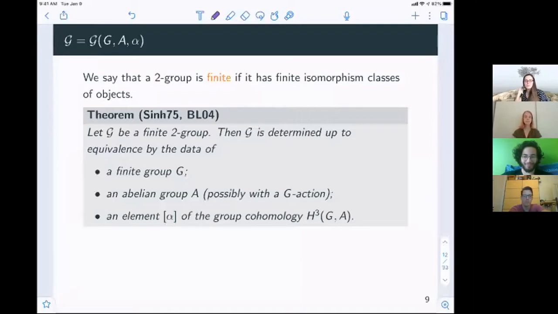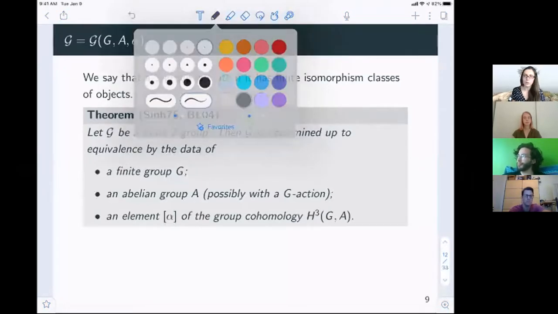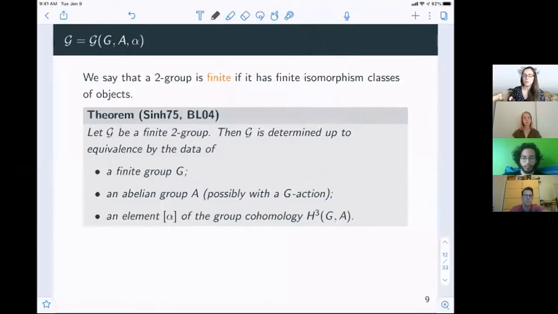So the big theorem about finite two groups is that finite two groups are determined up to equivalence by this exact data that we just talked about: a finite group G, an abelian group A, and an element of the group cohomology. So it is possible that the abelian group A might have an interesting G action. In that case, it does change the definition of these curly Gs a little bit, mostly in how morphisms are composed, but we're not going to use any of those, so we won't go into detail on that. Because we're using this element of the group cohomology, without loss of generality, we can just assume that we've chosen a normalized alpha, since, as we talked about before, every 3-cocycle is cohomologous to a normalized 3-cocycle.